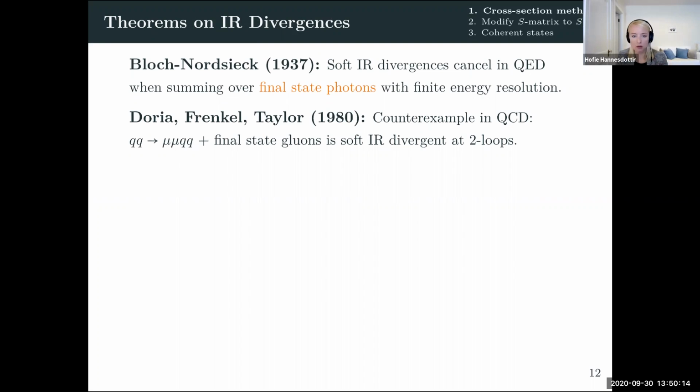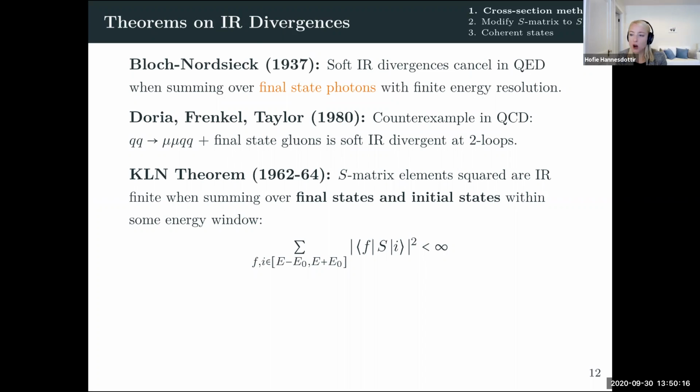But this wasn't such a big problem in 1980. Part of the reason was that the KLN theorem had already been put forth in the 60s. It says that S-matrix elements squared are IR finite when we sum over final states and initial states within some energy window. So I have to take into account that maybe I have an extra photon in my final state, but maybe there is also an extra photon in my initial state that I didn't measure because it was low energy or very close to the electron. I have to take into account both everything that could have happened in the initial state and in the final state. And then I should get something finite.